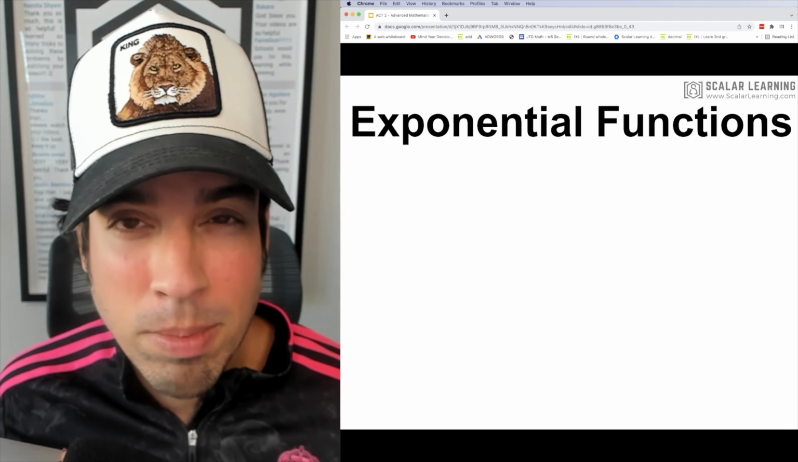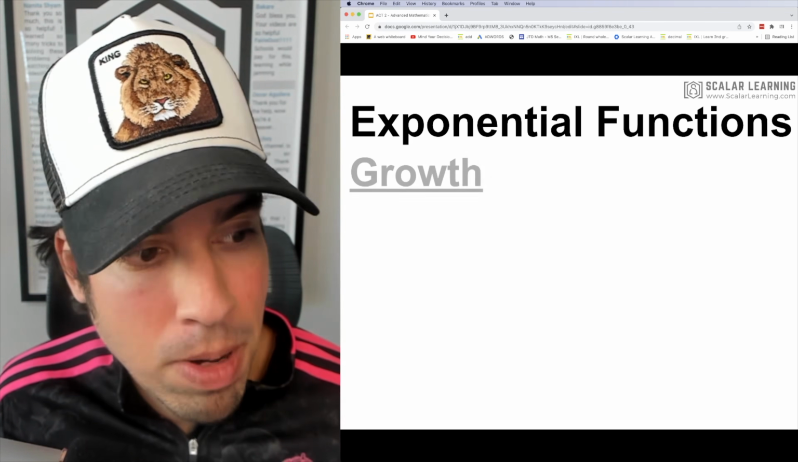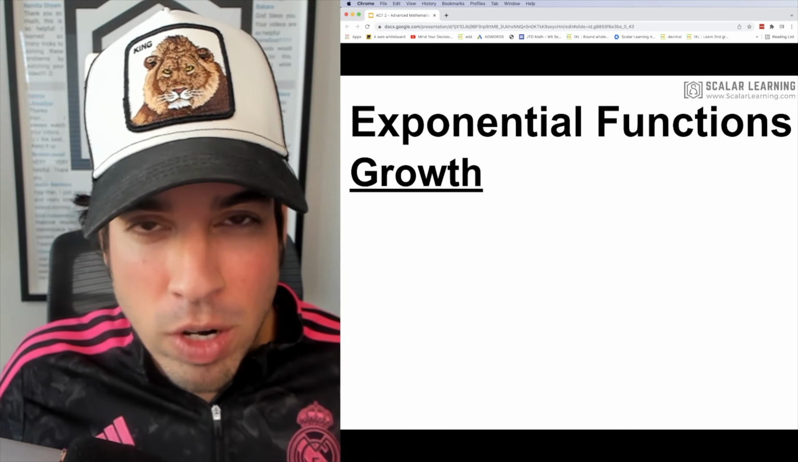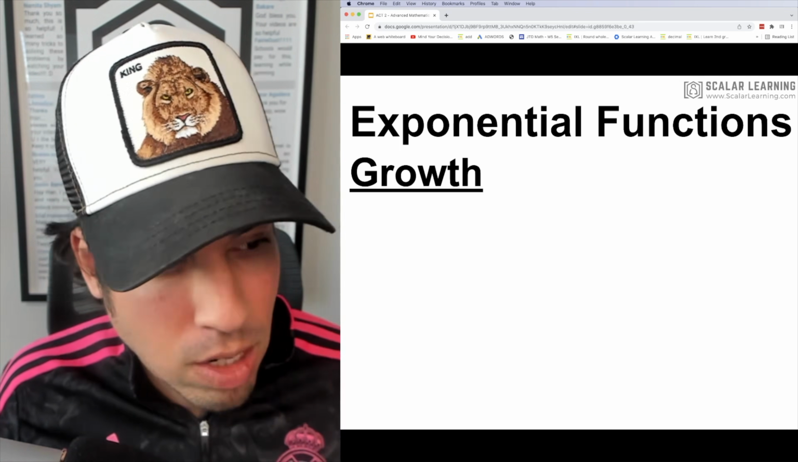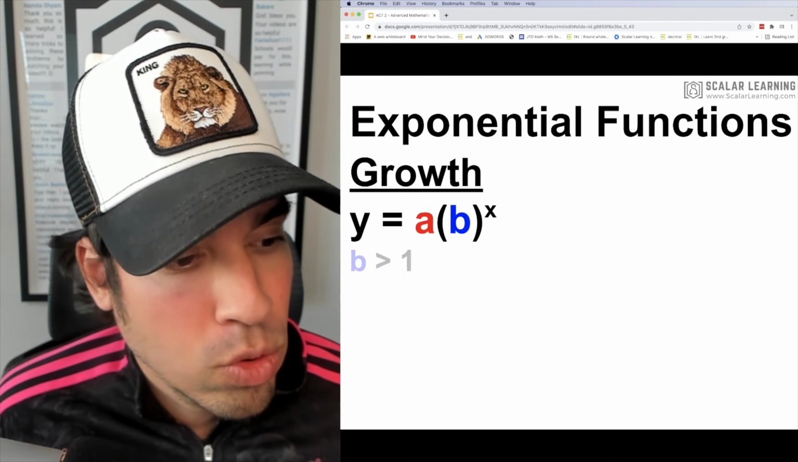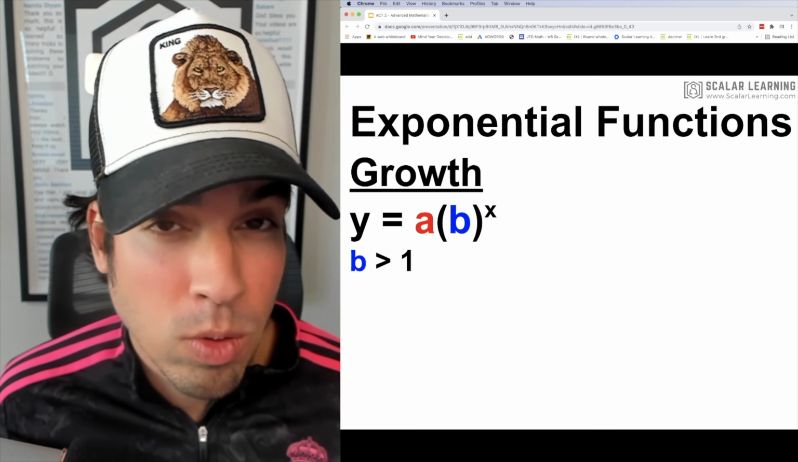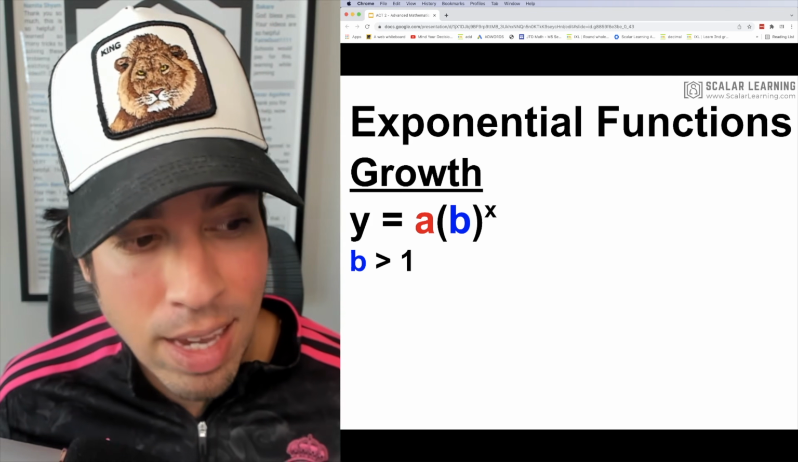You can model two types of things with exponential functions. First, you can model exponential growth. That's what we just saw. That's like a virus strain growing, bacteria strain growing, etc. And this is where our b value is greater than 1. It's got to be greater than 1. Otherwise, it's going to be something called exponential decay.